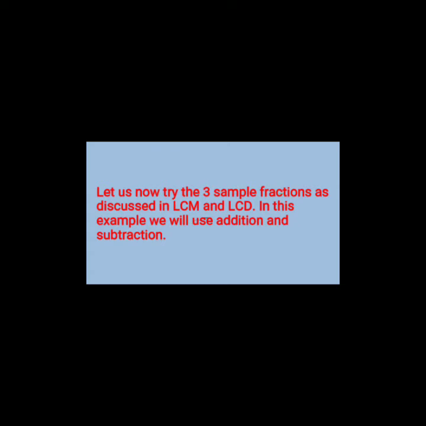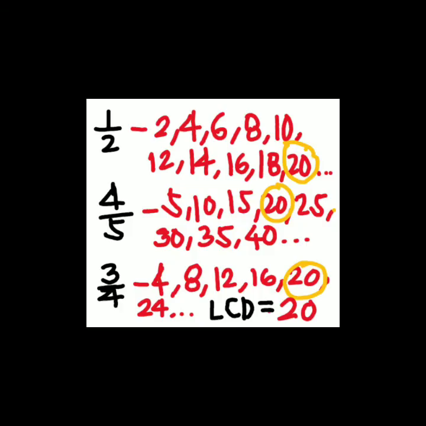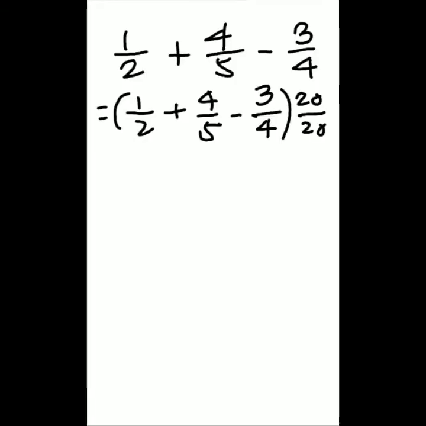In this example we will use addition and subtraction. For example, 1/2 plus 4/5 minus 3/4. The LCD of these fractions in the topic discussed is 20. We then multiply these fractions by 20/20.